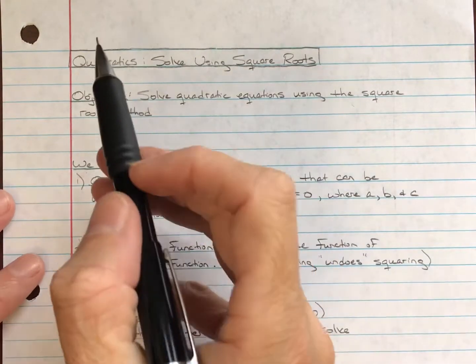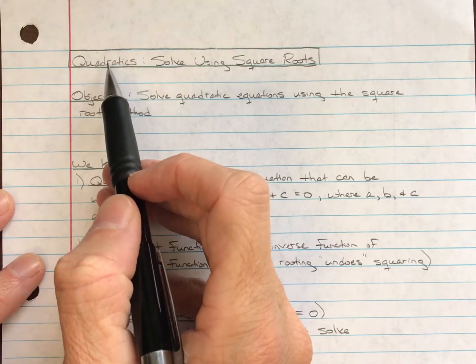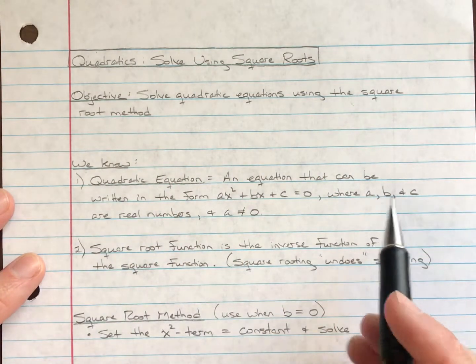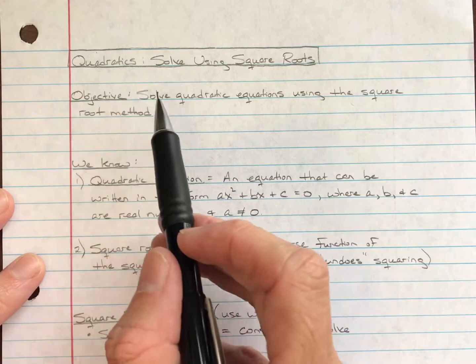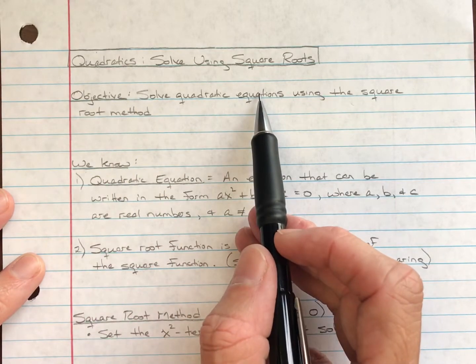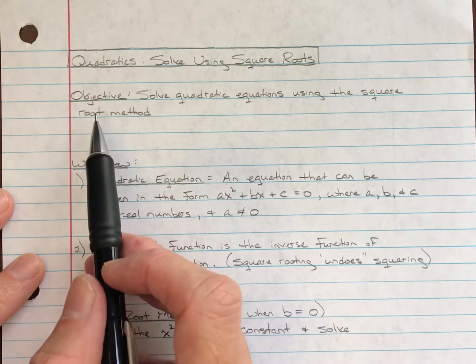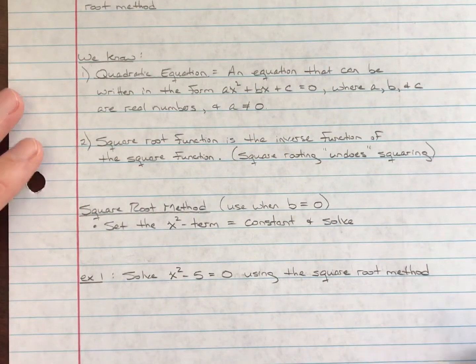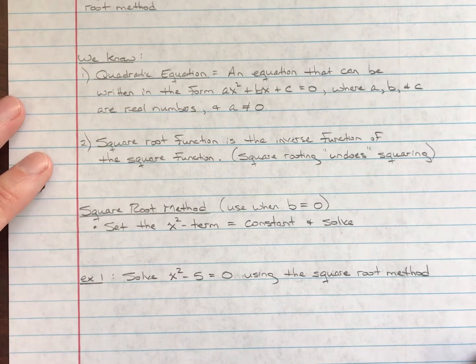Continuing our study of quadratics, we're going to talk about solving quadratics using square roots. So the objective here: we've got quadratic equations, and we want to solve them using what's called the square root method, if you will. Okay, let's talk about what we know.